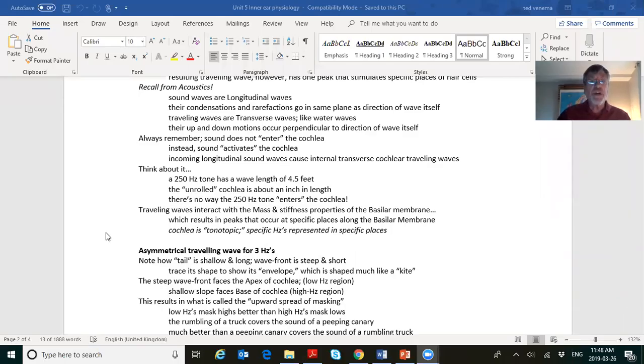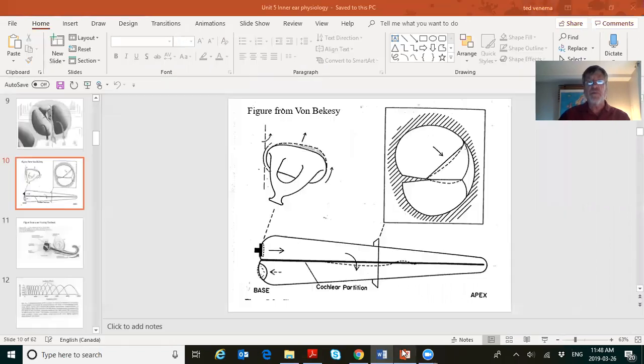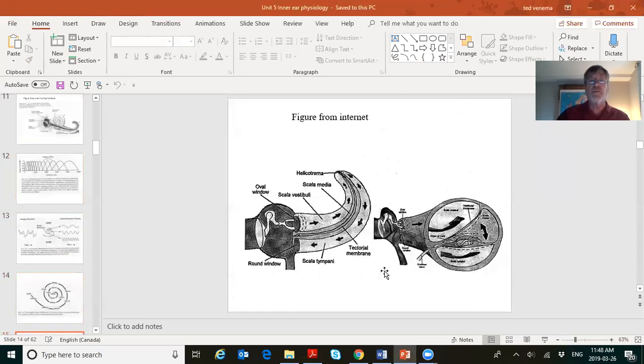The cochlea is tonotopic due to the mass and stiffness properties of the basilar membrane and the whole scala media itself. Now let's look at those traveling waves a little closer. When we look at traveling waves, we need to note that they are asymmetrical, and I always say they're shaped like kites. So let's look at this in a picture. This is showing it too. It's asymmetrical, isn't it? But let's look closer.